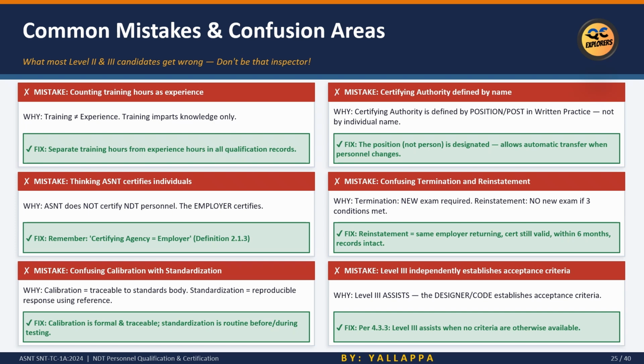Another common confusion is calibration versus standardization, and many people misunderstand acceptance criteria responsibility. Level 3 assists, but engineering design codes usually establish criteria. These mistakes commonly cause failures during audits, interviews, and examinations.